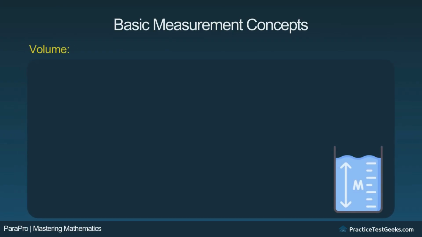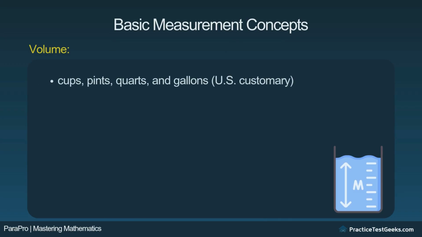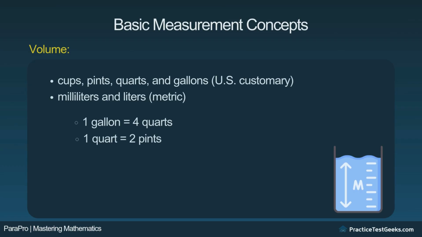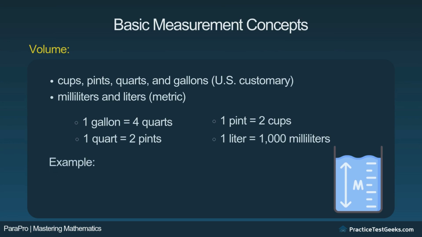Units of volume. Common units of volume include cups, pints, quarts, and gallons, U.S. customary, or milliliters and liters, metric. Conversions: 1 gallon equals 4 quarts, 1 quart equals 2 pints, 1 pint equals 2 cups, 1 liter equals 1,000 milliliters. Example: convert 3 quarts to cups. 3 quarts times 2 equals 6.